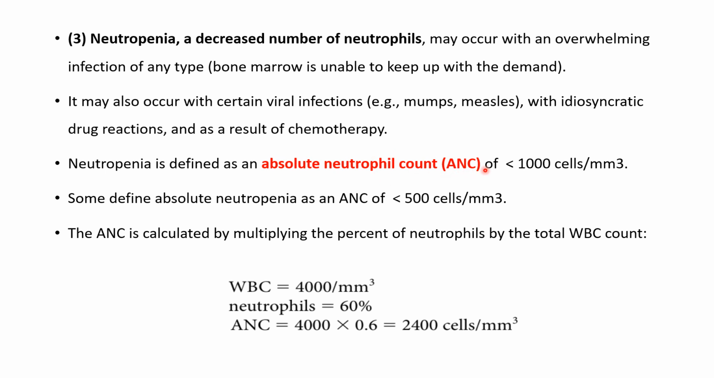Neutropenia is defined as an absolute neutrophil count, that is ANC, of less than 1000 cells per millimeter cube. Some define absolute neutropenia as an ANC of less than 500 cells per millimeter cube. The ANC is calculated by multiplying the percent of neutrophils by the total WBC count. So let's see an example. Let the WBC count be 4000 cells per millimeter cube and neutrophils at 60%. So ANC is calculated as 4000 into 0.6, that is equal to 2400 cells per millimeter cube.